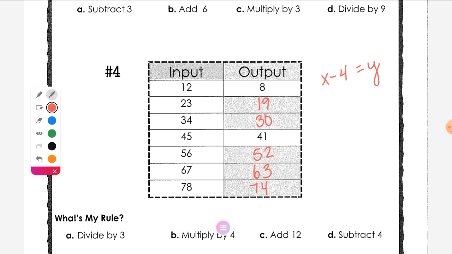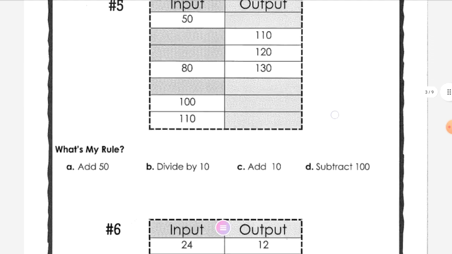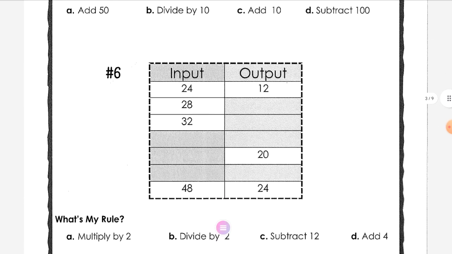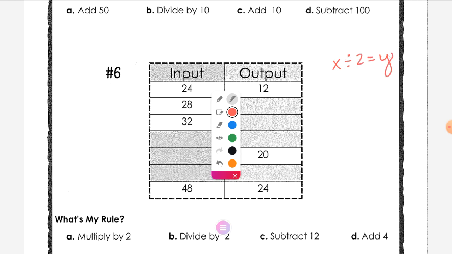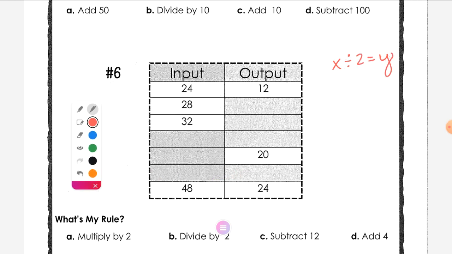Okay, number 6. Nolan, what'd you come up with? X divided by 2 equals Y. Okay, X divided by 2 equals Y is correct. Who can tell me a different way I could write that? Kanan?